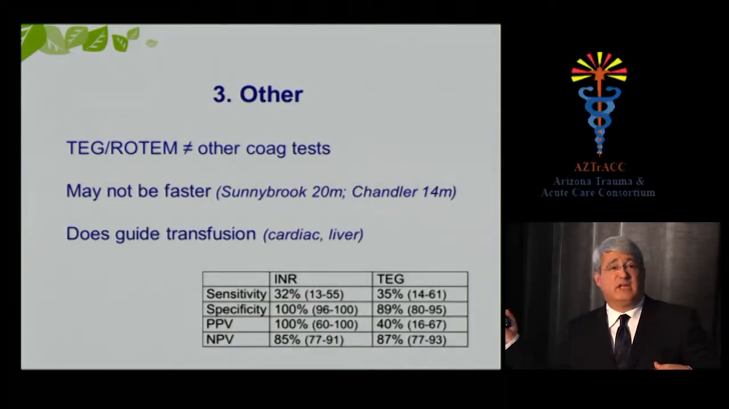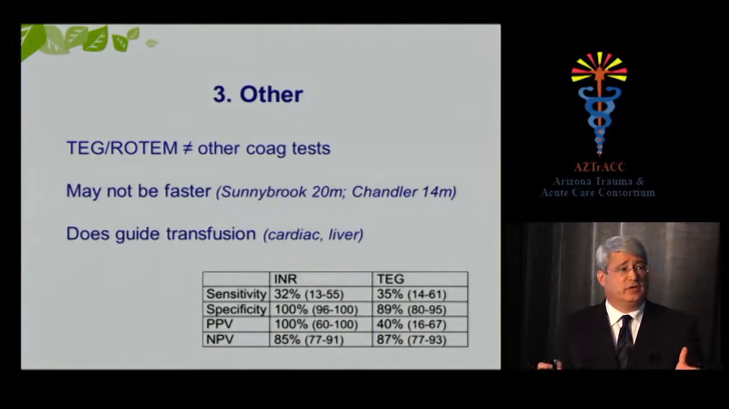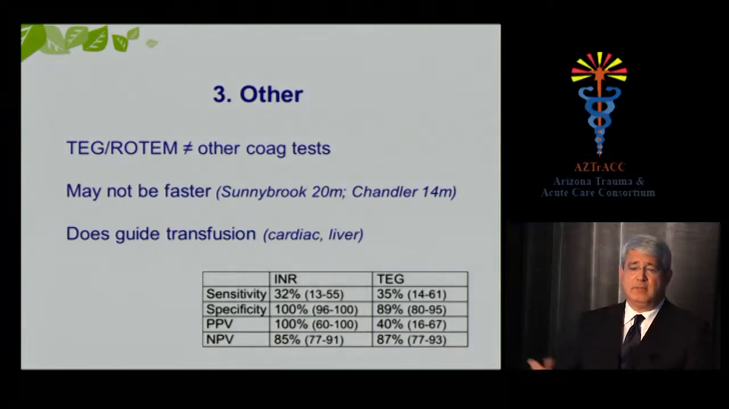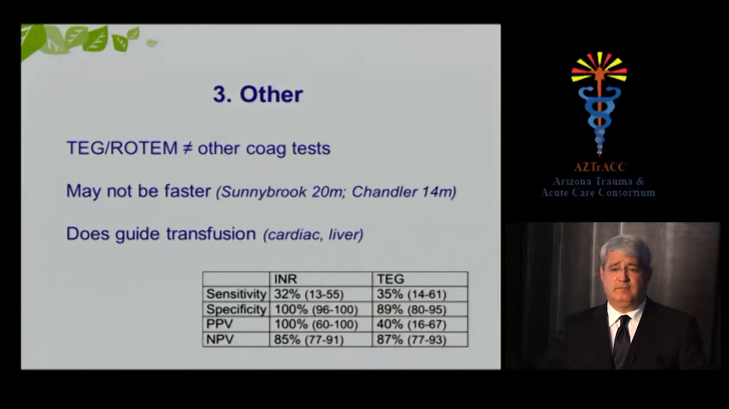And actually, ROTEM takes about 10 minutes to start giving you some good information. So it's good. It can be done at the bedside, but it may not be that much faster. So it's not a substitute for INR, PTT, and platelet count. You still have to do them. But the good thing about TEG and ROTEM is that it helps you to decide what blood product to use and how much to give.